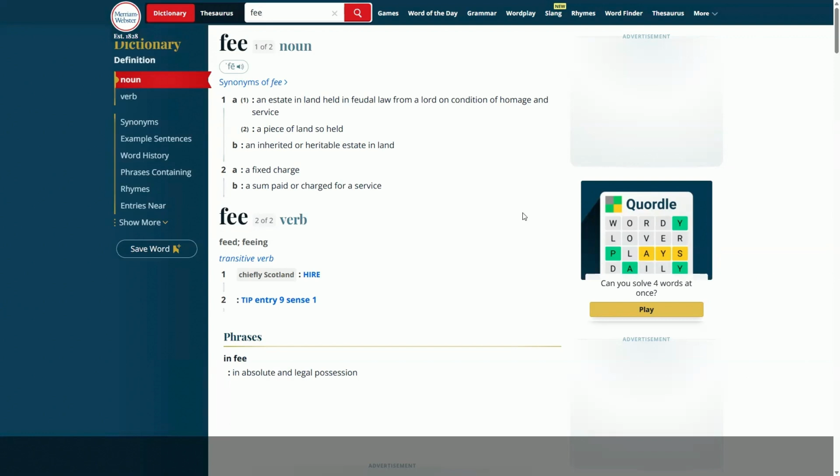Fee: an estate in land held in feudal law from a lord on condition of homage and service, or two, a piece of land so held. B, an inherited or heritable estate in land. So an estate in land is not land, right? We've already covered that difference. Land is dirt. An estate in land is ownership of paper.